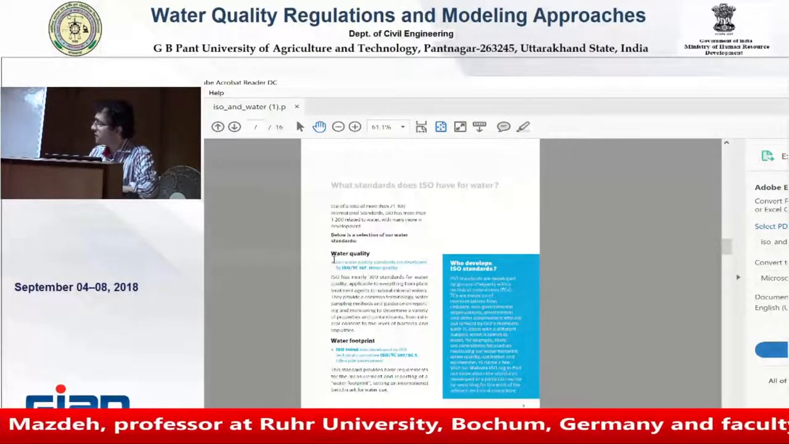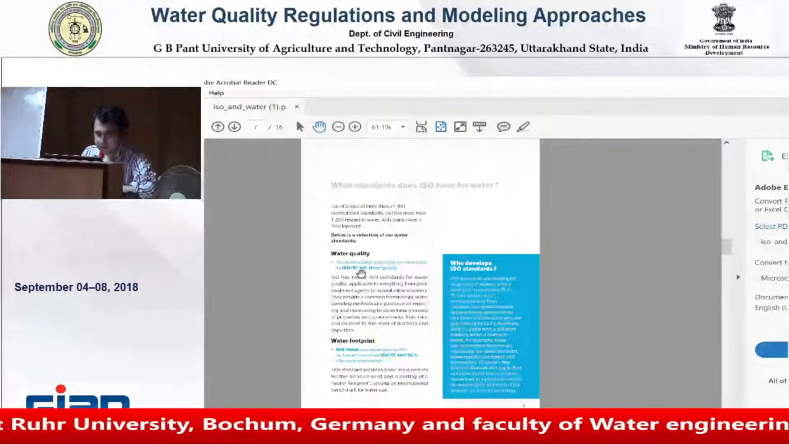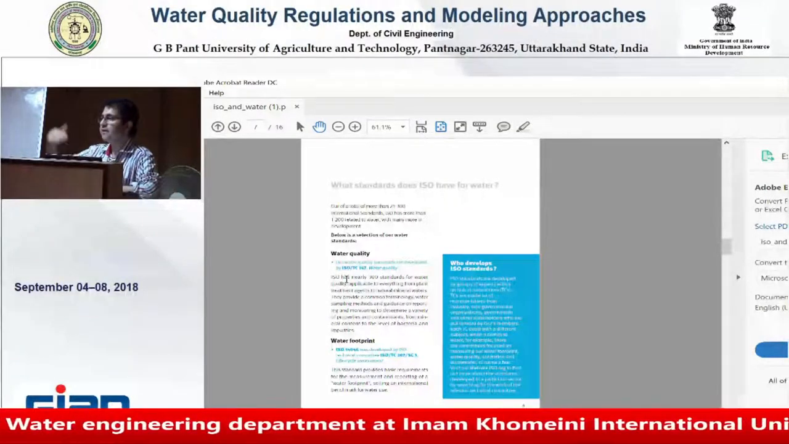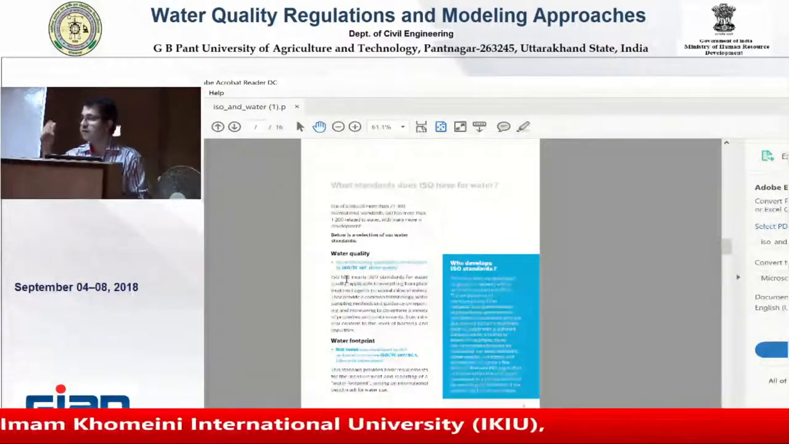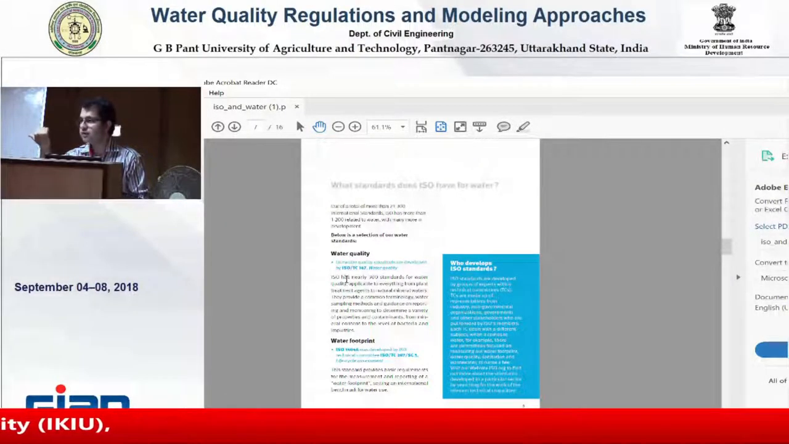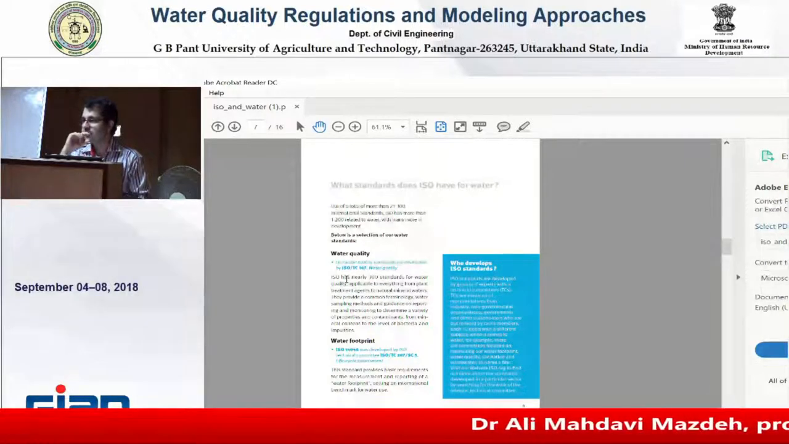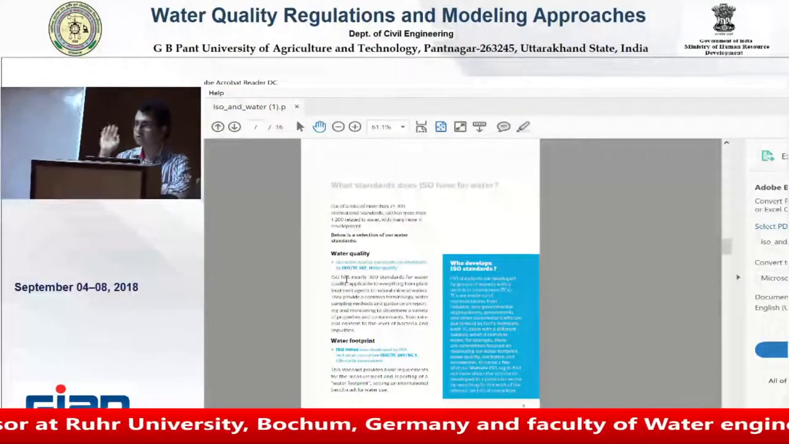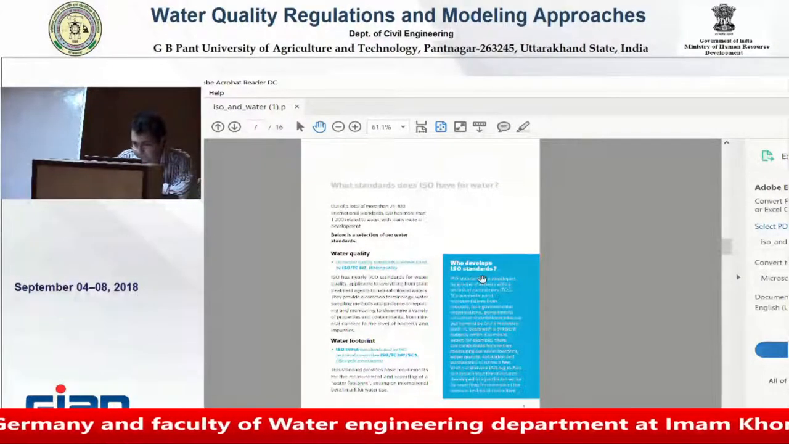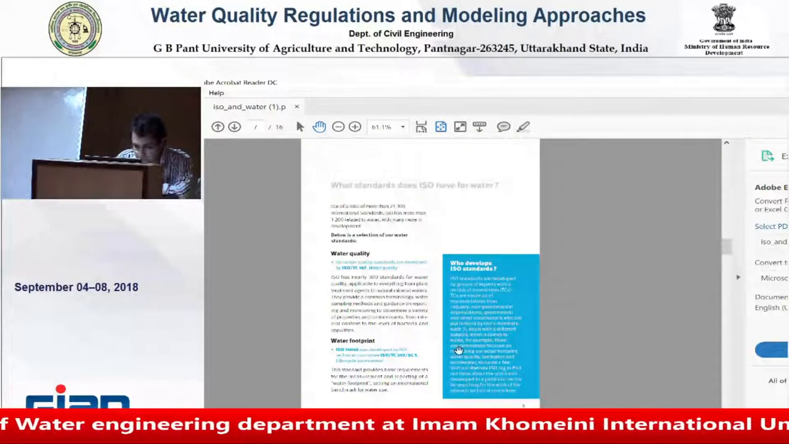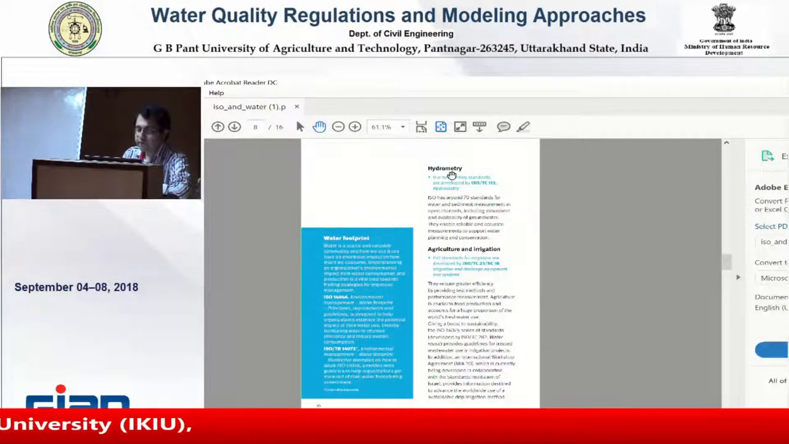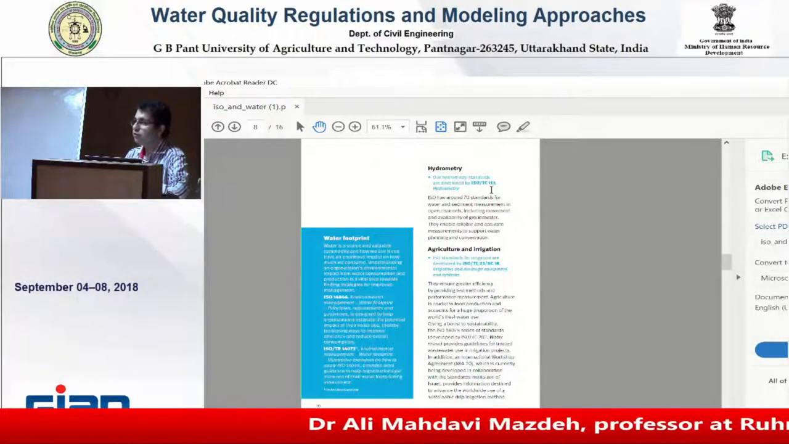For example, here he is talking about water quality, and for water quality, the ISO is ISO TC 147. This is only one name, but it has a lot of subcategories. When you go to this category inside the ISO website, you have the list of all standards for different water quality systems. For example, for hydrometry, ISO TC 113 is the ISO which is related to hydrometry.